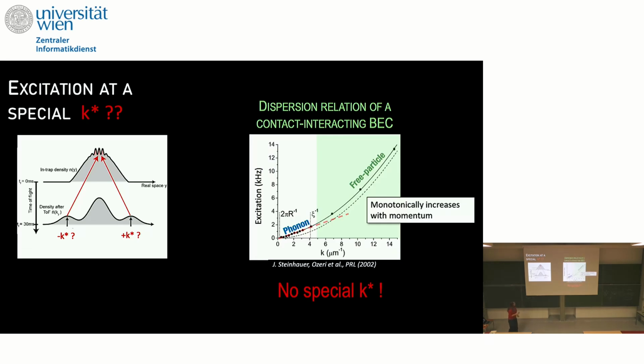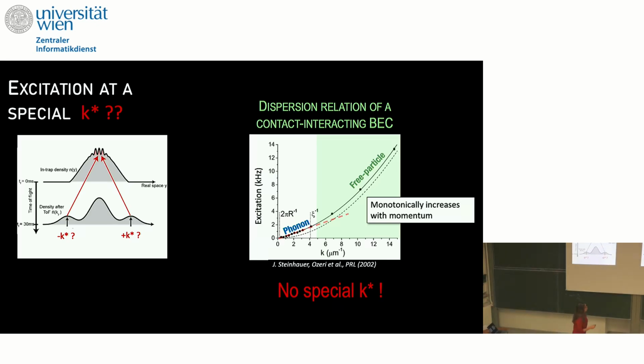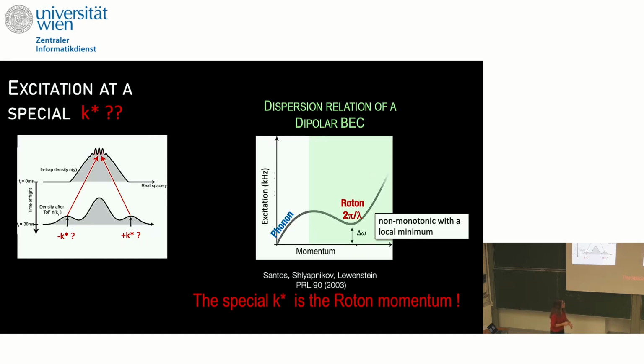But unfortunately, in the weakly interacting Bose-Einstein condensate, the Bogoliubov excitation spectrum doesn't have any special k, because you see here it's a linear phonon, and then it's simply a quadratic free particle. But there was a very relevant paper many years before, almost 20 years before our experiment, that showed that if you also have dipolar interaction, the excitation spectrum gets strongly modified. And it has a minimum of energy at a special value of k.